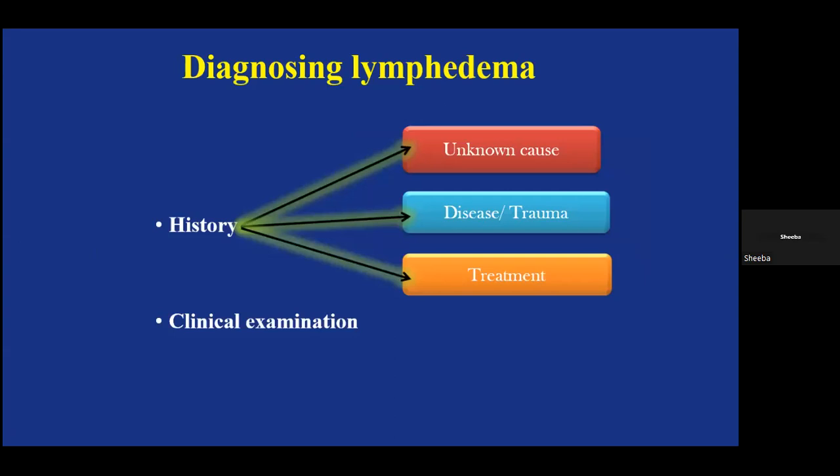Coming to the diagnosis part, you have to take a proper history, because this is very, very important. In palliative care, we are not going to do major investigations. So we usually take a proper history, and from the patient's history we can understand whether the patient has lymphedema or not. You have to take a proper history of whether there is an unknown cause, or it is disease related, trauma related, or treatment related. After that, you can do the clinical examination.